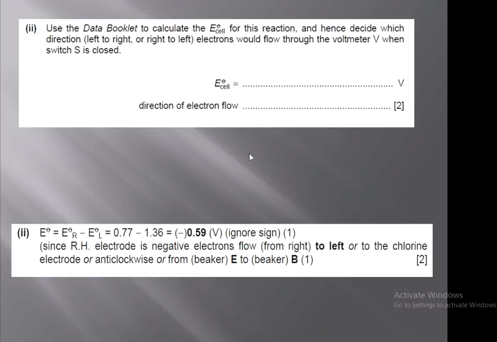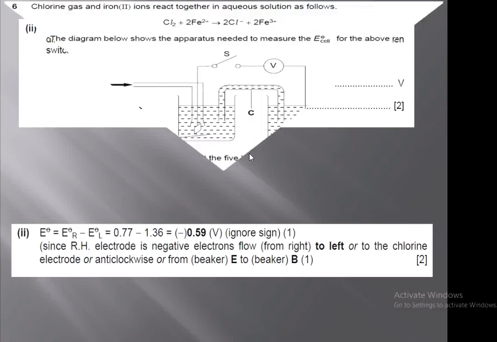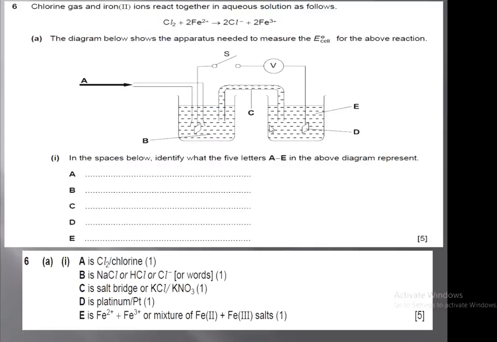In which direction would the current flow? If you go through your data booklet, you will see that for the chlorine electrode the electrode potential is 1.36, while for the iron 2 positive, iron 3 positive half cell the electrode potential is 0.77. So the reduction potential of the chlorine electrode is higher compared to the iron 3 positive half cell.